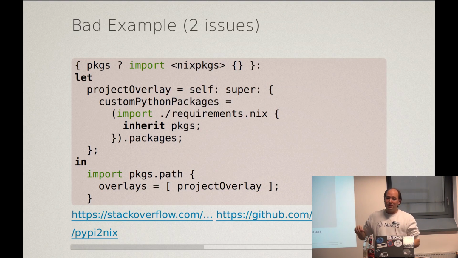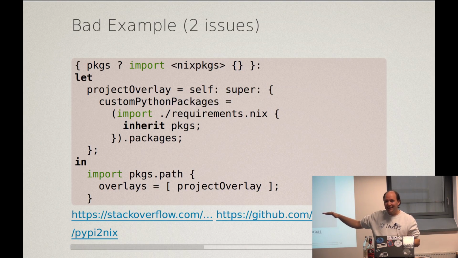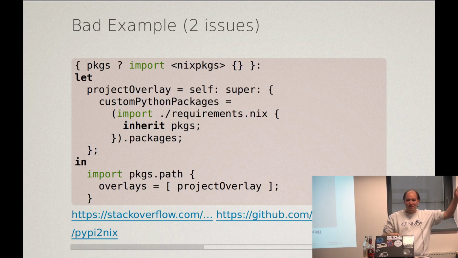The other thing is that you have this overlay which is defined within this file, and within this file you have inherit packages, which is the one which is that argument, and that's completely wrong. You basically have 3 versions of packages. And if you're cross-compiling, that's even worse. You might even get the wrong one.